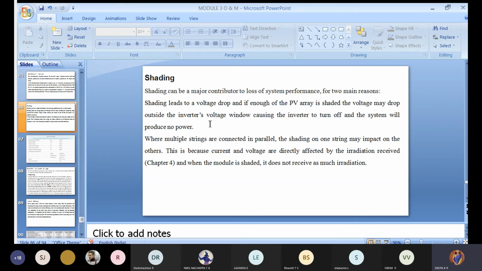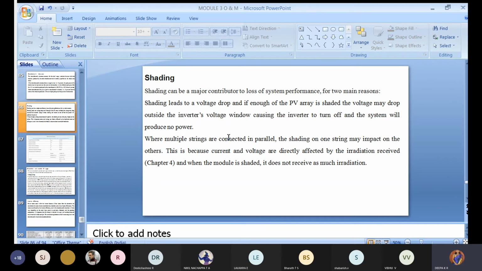So let us assume this as a number of strings, because when you go for a huge range, it will not be one or two. You will have multiple strings, definitely connected back to back, and you are drawing the power. If one cell is affected, your efficiency will definitely go down, and the shaded area will not receive much radiation, much conversion.